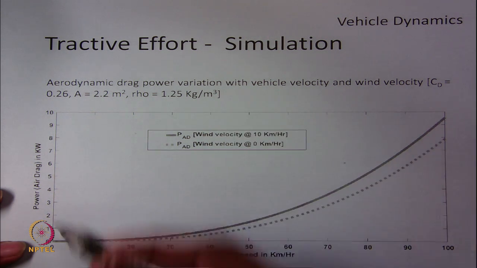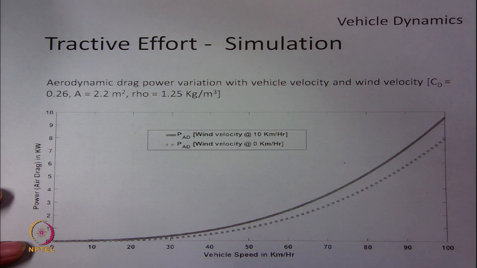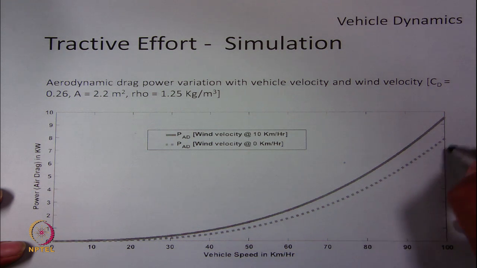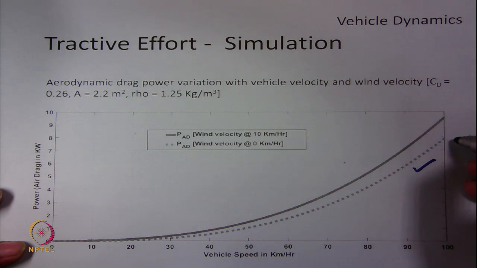So, if we see the power due to aerodynamic drag at different vehicle speeds, let us say we will see the variation from 0 km per hour to 100 km per hour. We will see a graph which is this graph. So, we can see that the power is a cubic function of speed. Therefore, the power required at very high speed is significantly high.